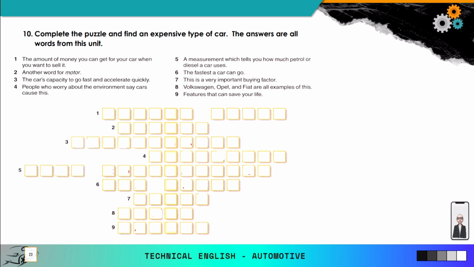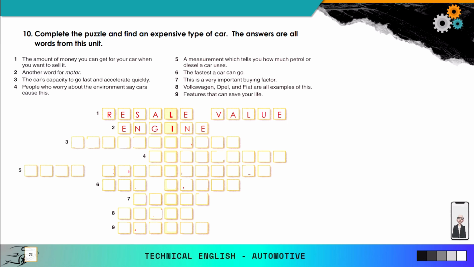We've got one last task, quick crossword puzzle. Let's read the definitions and find the words. So number 1 will be the amount of money you can get for your car when you want to sell it. Hopefully you guys still remember that would be resale value, V-A-L-U-E, resale value. Number 2, another word for motor. That would be engine. How do you spell engine?